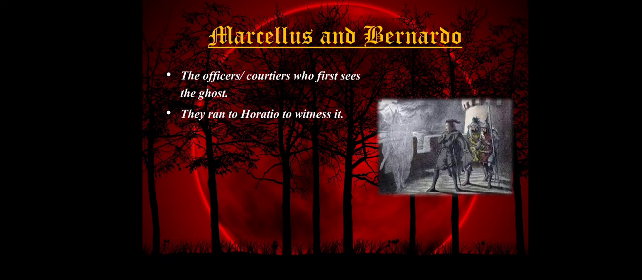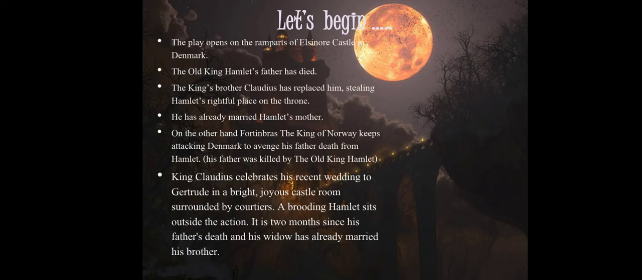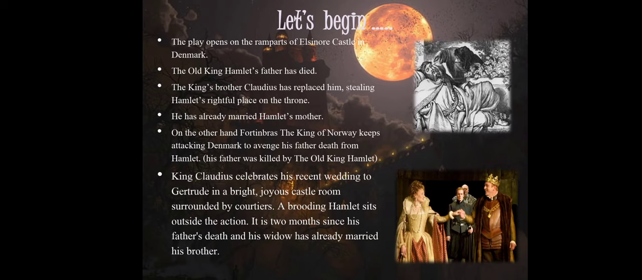Now let's begin. The play opens on the ramparts of Elsinore Castle in Denmark. The old King Hamlet, Hamlet's father, has died. The king's brother Claudius has replaced him, stealing Hamlet's rightful place on the throne. He has already married Hamlet's mother. On the other hand, Fortinbras, the prince of Norway, keeps attacking Denmark to avenge his father's death at the hands of Hamlet's father.